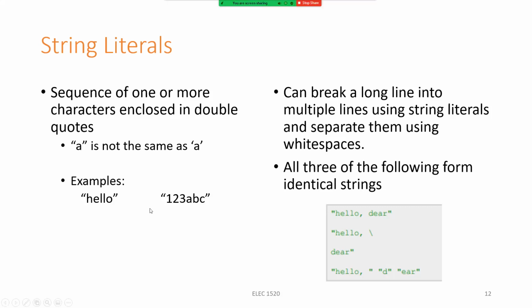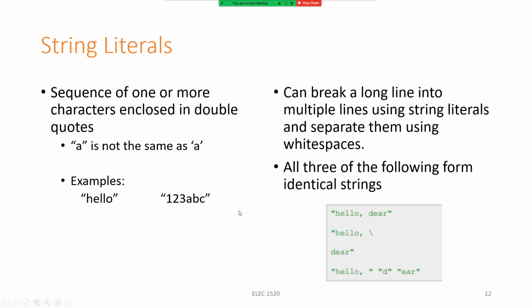String literals: we just said that a string literal is enclosed in double quotes. It can be a sequence of one or more characters enclosed in the double quotes. Here's an example of a single character A inside double quotes, but the data type of this is string simply because of the double quotes. Remember, double quotes is string, while this A inside single quotes is type char. Double quotes means type string, single quotes means type char. Here's an example of a longer word, hello, in double quotes. You can have any character in there. Here's 1, 2, 3, ABC. Both of these data types are string.